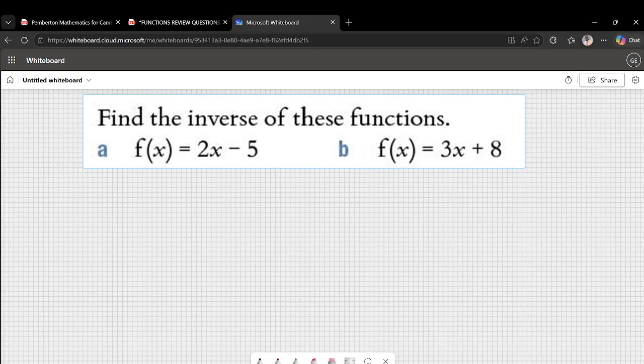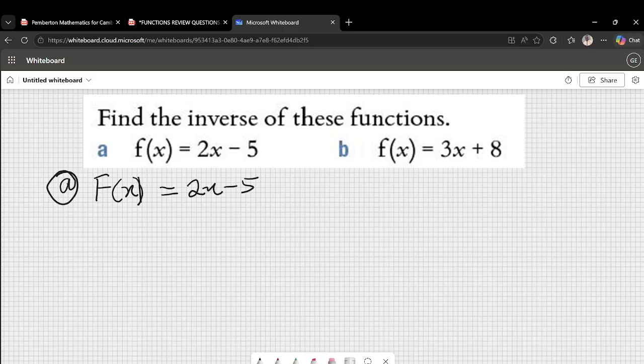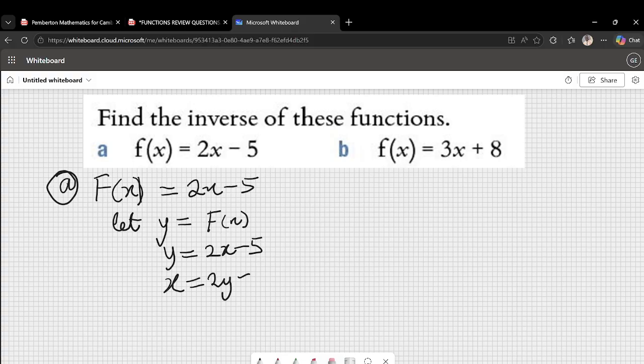So for the first one, our f of x is equal to 2x minus 5, and we want to find the inverse of this. The first step is that you let y be equal to f of x. So that means that y is equal to 2x minus 5. The next step is to swap the positions. So change x for y: x will be equal to 2y minus 5.